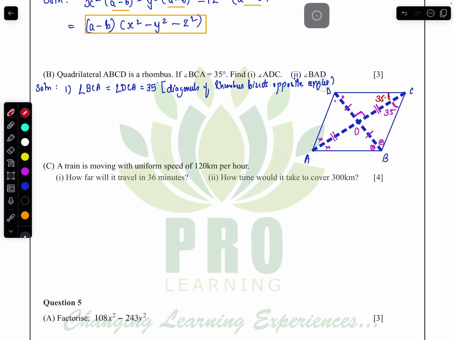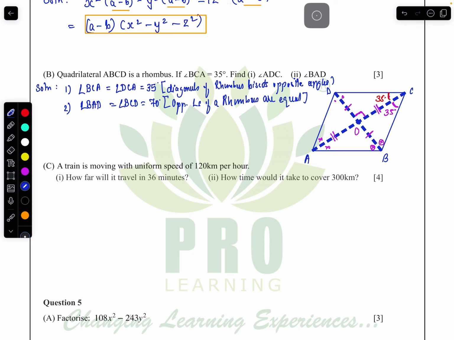Now we were interested in angle BAD. BAD is this whole thing. So we know opposite angles of the rhombus are equal. So our second statement is angle BAD is equal to angle BCD, which is 70 degrees, and the reason is opposite angles of a rhombus are equal. So we got the first piece here.